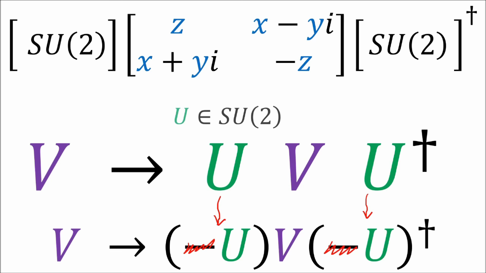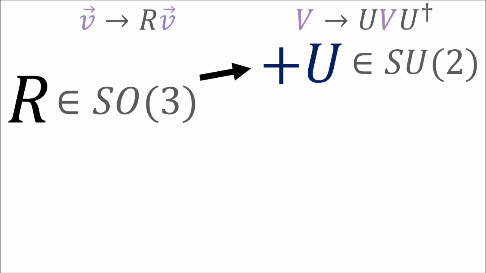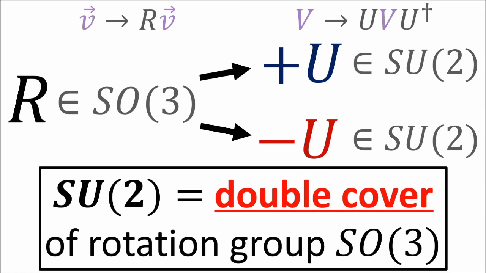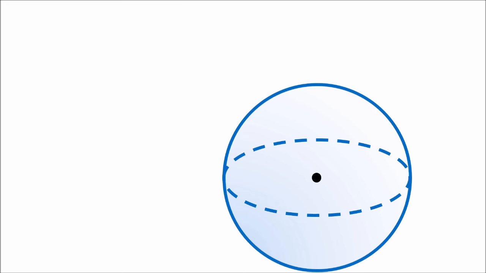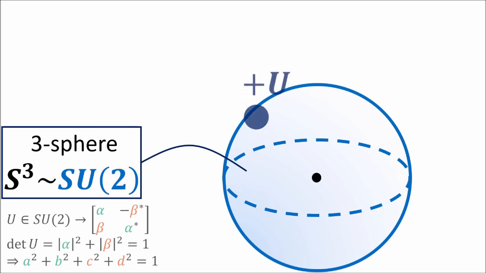This means that both plus U and minus U perform the same rotation. So for every SO3 rotation matrix R, there are two SU2 matrices, plus U and minus U, that perform the same rotation. This is why we say SU2 matrices are the double cover of SO3. In video number 12, we saw that SU2 was equivalent to the spin 3 group from Clifford algebras. In video number 10, we also showed that SU2 is shaped like the 3 sphere, with plus U and minus U located at opposite ends.